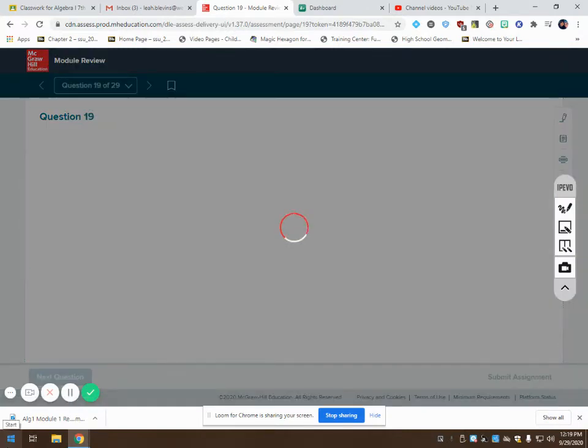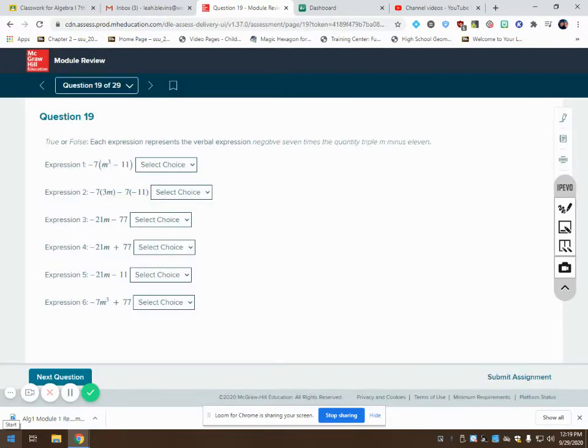Number 19. True or false? So if each expression represents a verbal expression, -7 times the quantity triple m minus 11. Think about triple m. Sometimes people think that's the same as m cubed, but it's not. If I have m triple, that means I have it 3 times. So this one is not true. This is false. Because that's m cubed. That is not triple m.